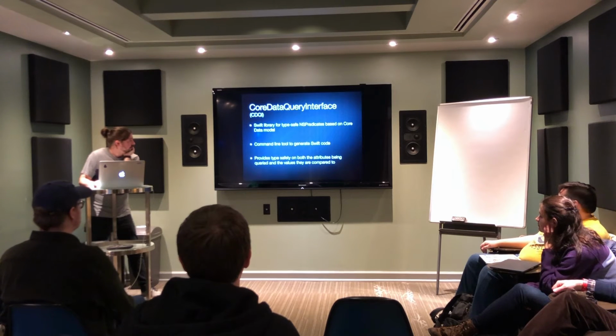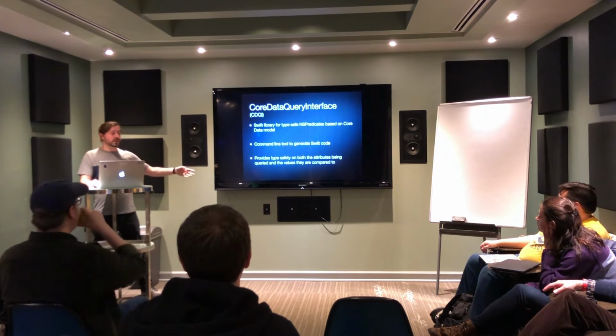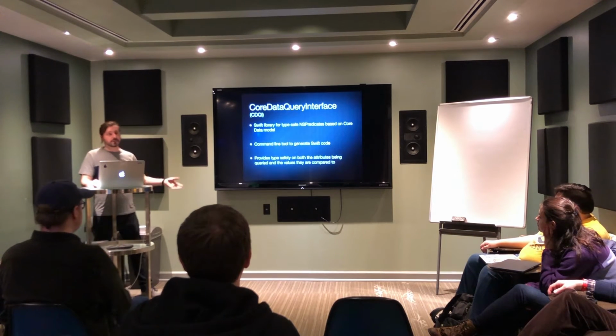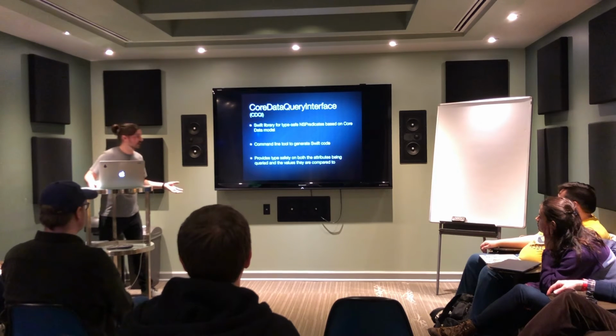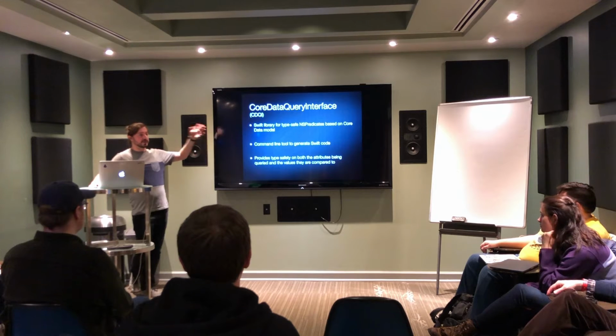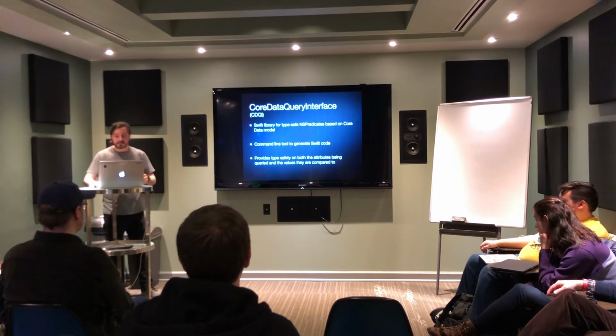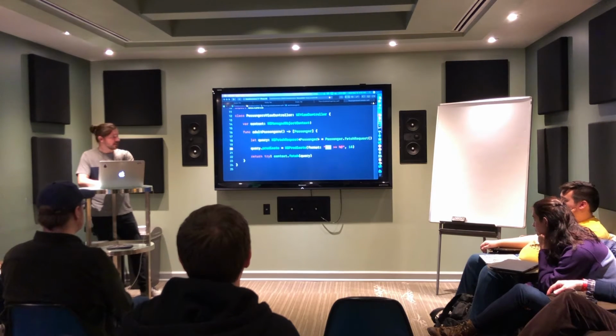So we've got a command line tool that generates Swift code, and we'll get type safety on both what attributes are there, making sure we don't query against an attribute that doesn't exist, and also making sure that if the attribute's an integer, we should only be able to compare that to other numbers and not strings. So let's take a look at how that works.